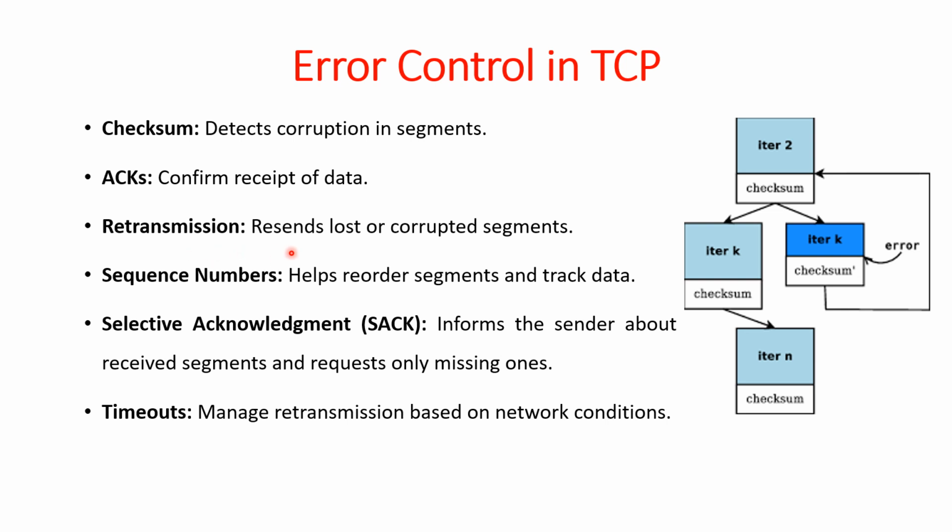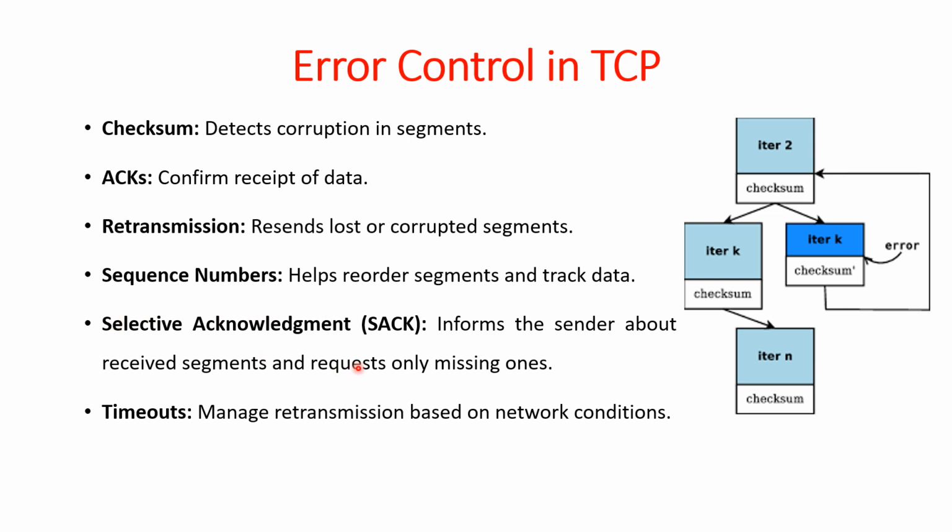Retransmission. If a segment is missing or corrupted, TCP will resend it to ensure that the data reaches the receiver correctly. Sequence numbers. Each byte of data is assigned a sequence number, helping the receiver put segments in the correct order and track missing data.